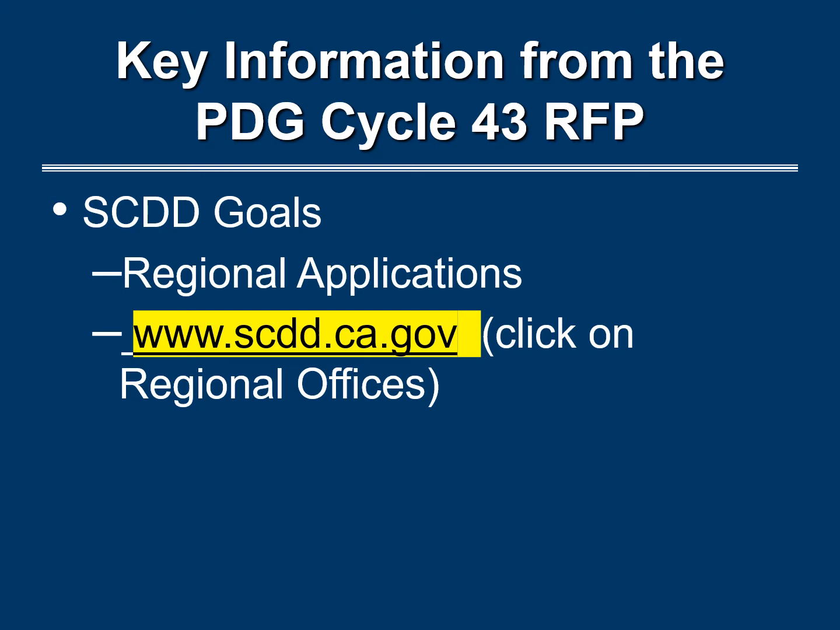California has 13 state council regions, and each region has different priority goals and objectives. Therefore, each region has a separate RFP. Make sure you download the RFP for your region. If you don't know your region, you can find out by checking the regional offices on the State Council website, www.scdd.ca.gov. Your proposal must address the goals and objectives for your region.